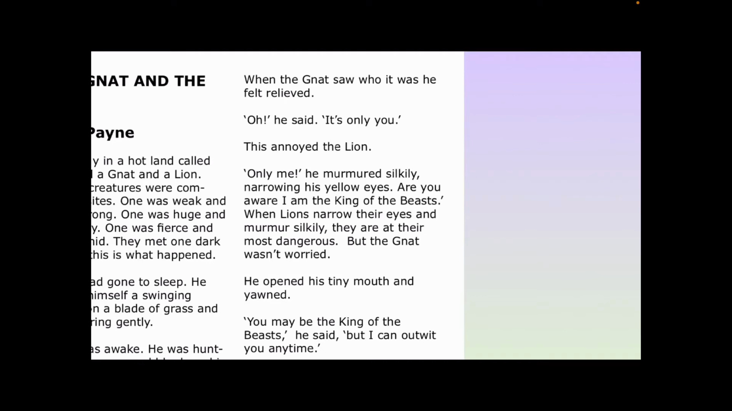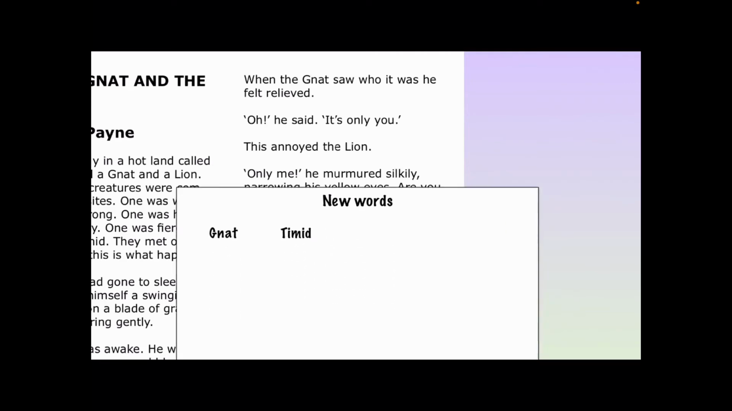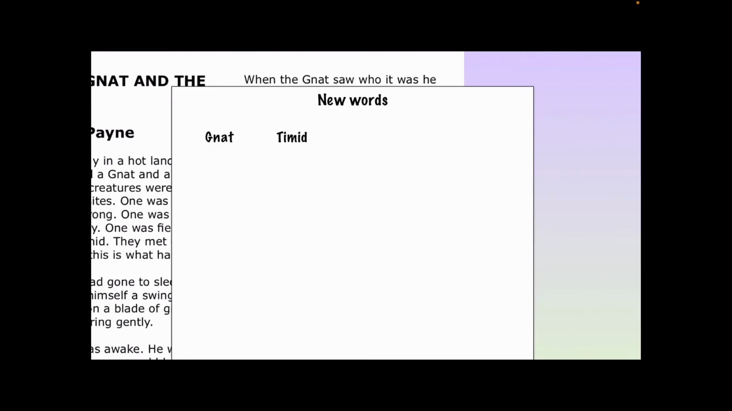And this is where they say that lions are at their most dangerous. And the gnat, he doesn't care. He's not worried about it at all. So let's write these new words down. We have murmur, silkily, and narrowing.